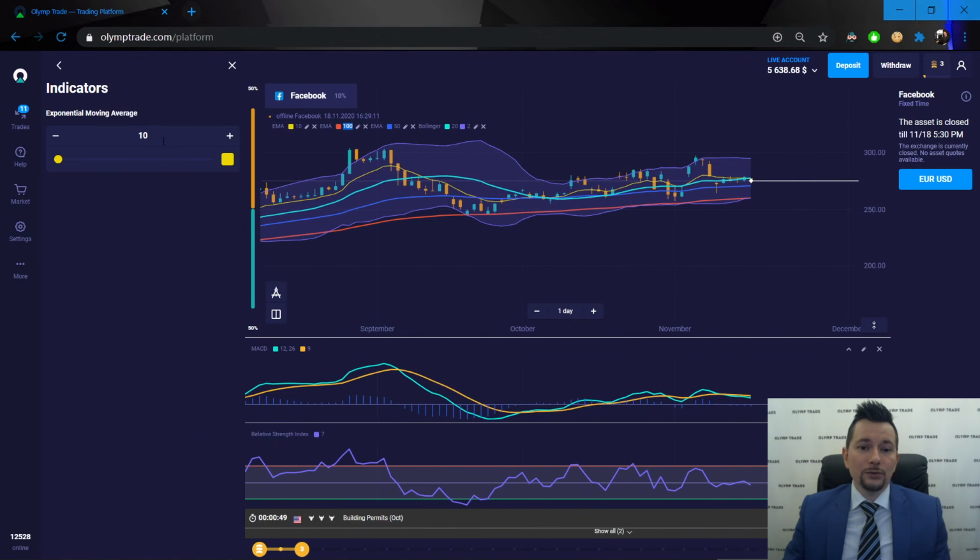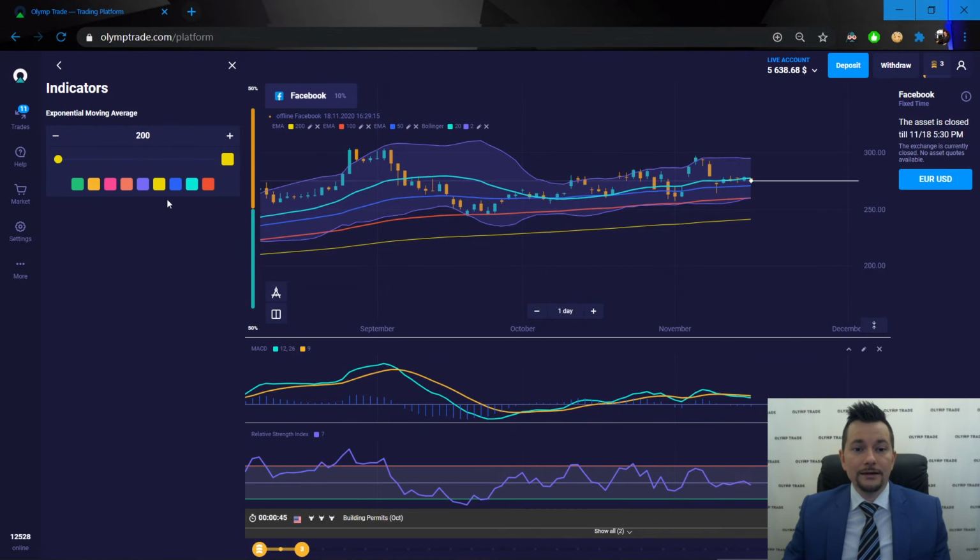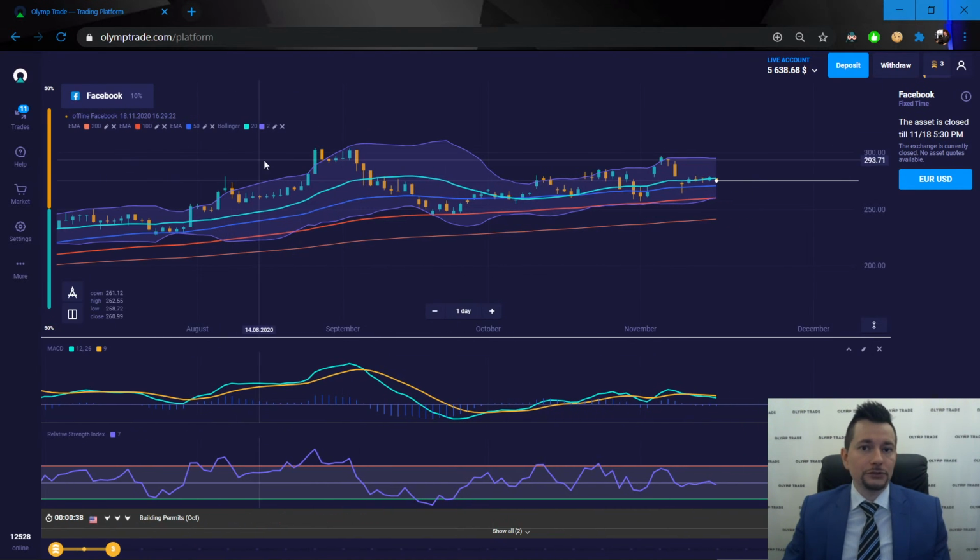And then the last one is the 200 EMA. This is our indicator that the sky is falling. If this indicator is crossed, then that's a big change of trend, or if price crosses it, then that's a big, like, pay attention here, this is important.